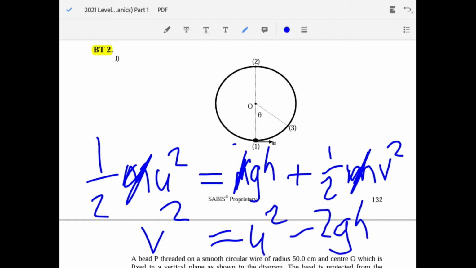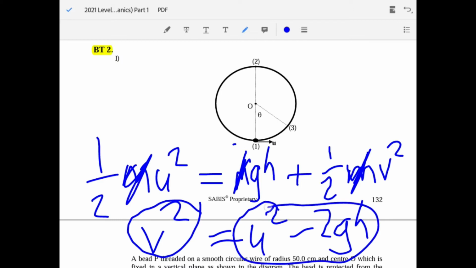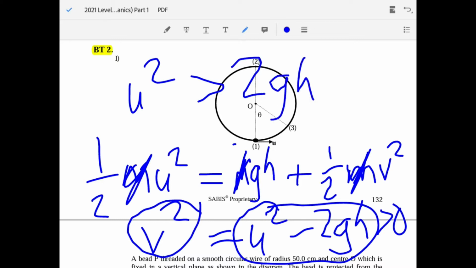So we said that it needs a speed at the top, so v has to be greater than 0, or speed has to be greater than 0. So since it's squared, you know that this whole expression is greater than 0. Now move the 2gh to the other side, so u squared is greater than 2gh. Square root both sides, so u has to be greater than square root of 2gh.